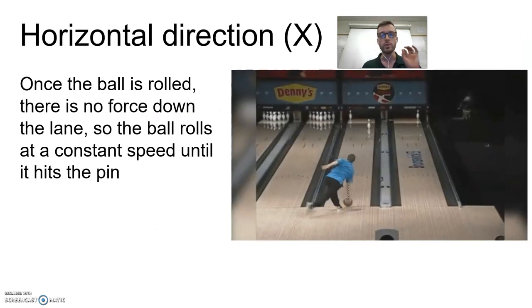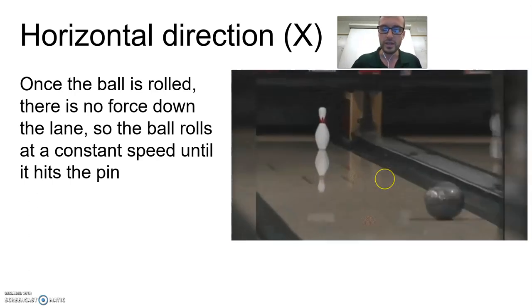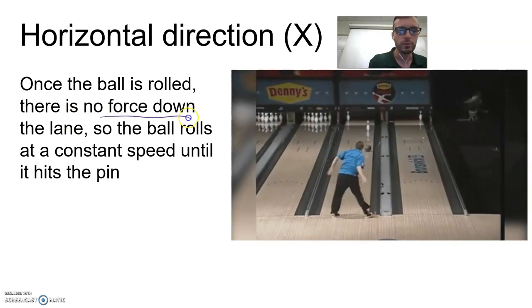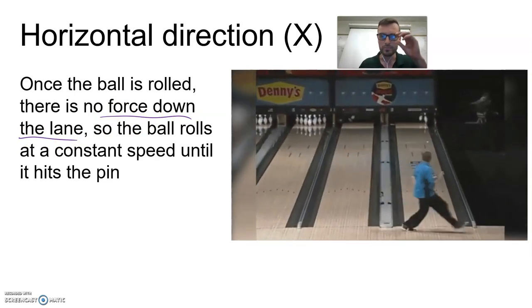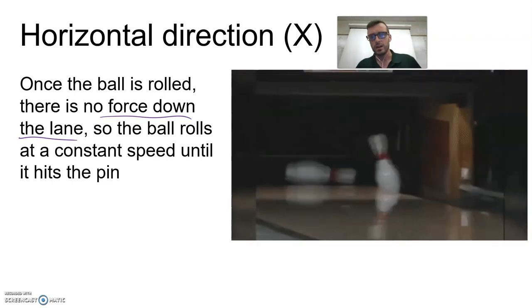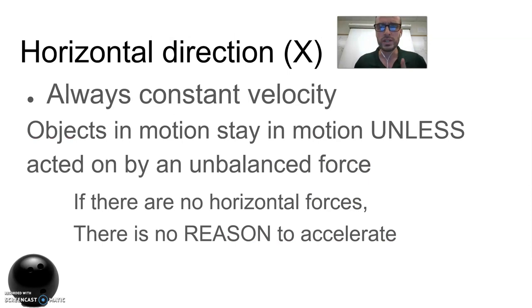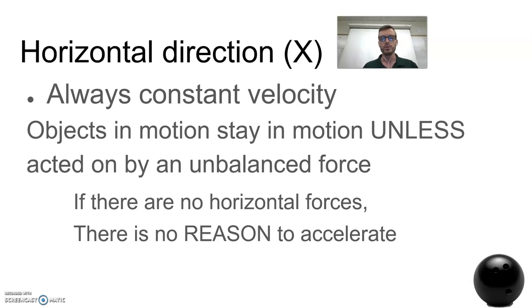Okay. How about the horizontal direction? Look at this bowling ball. As soon as it leaves his hand, it doesn't experience any other forces in the direction up and down the lane. Now, sure, it's got some spinny stuff going on. We're not going to get into that now. But once the ball is rolled, there's no force down the lane, so the ball rolls at a constant speed unless acted on by an outside force, unless it hits the pin. What I'm showing you here is that in the horizontal direction, if I throw something through the air, once it leaves my hand, there's no horizontal force on that object. So when we talk about projectiles, the horizontal direction is always a constant velocity. Objects in motion stay in motion unless acted on by an unbalanced force. If there are no horizontal forces, there's no reason to accelerate.